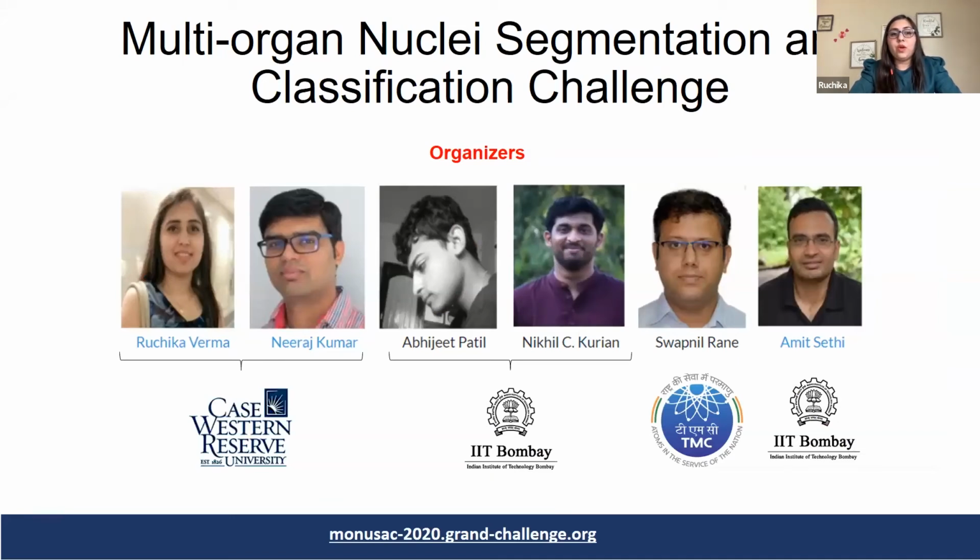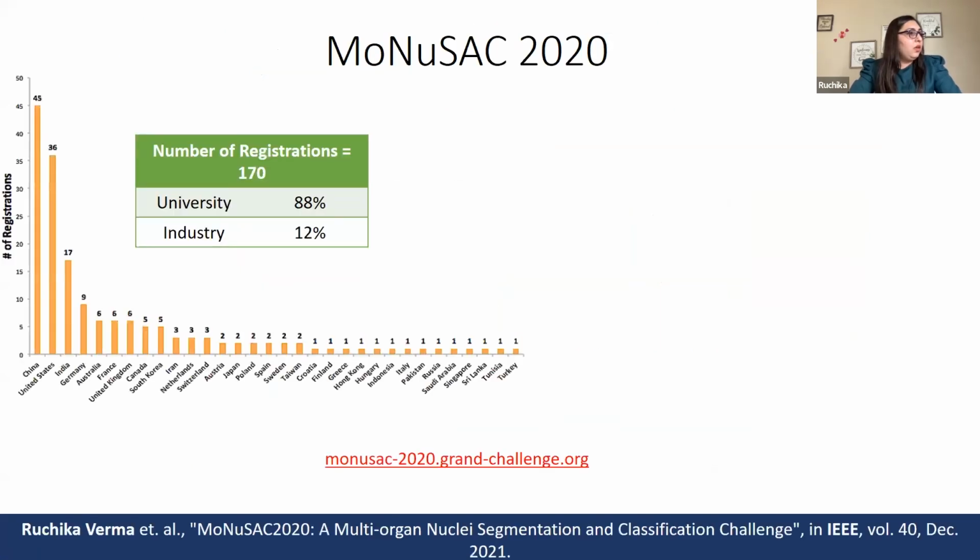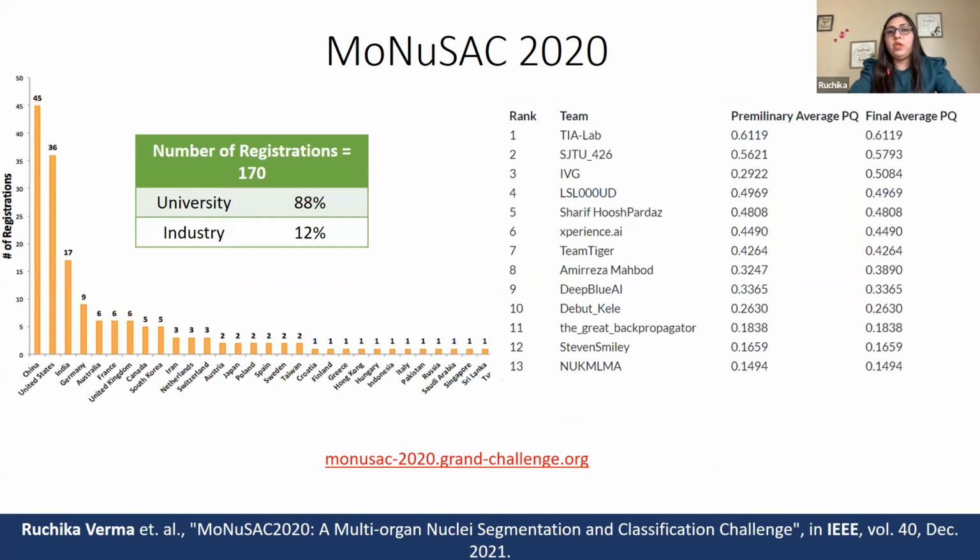And these are the challenge organizers. This challenge was organized with collaborators from IIT Bombay as well as Tata Memorial Center from India. We had almost 170 registrations. Out of those, 88% were from universities, and we used panoptic quality to assess the performance of nuclei segmentation and classification. The winner team was TIA Lab from the University of Warwick, and they got 0.61 average panoptic quality. They were also awarded a GPU by NVIDIA.